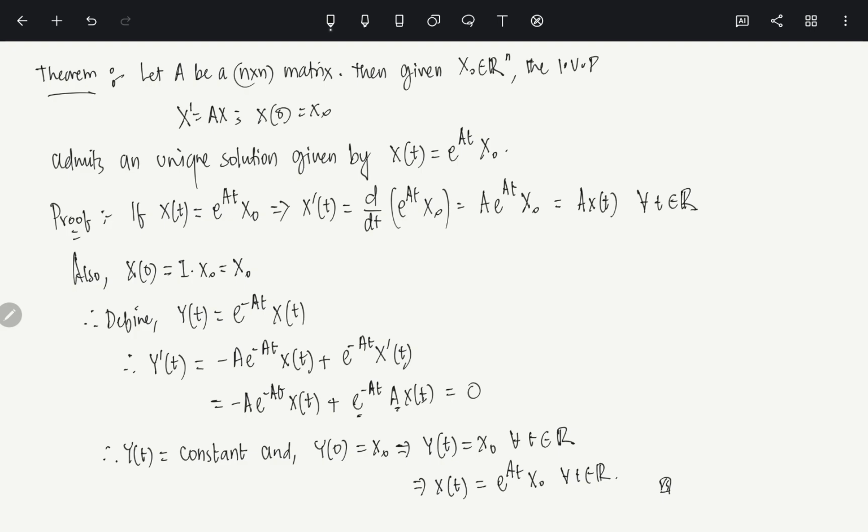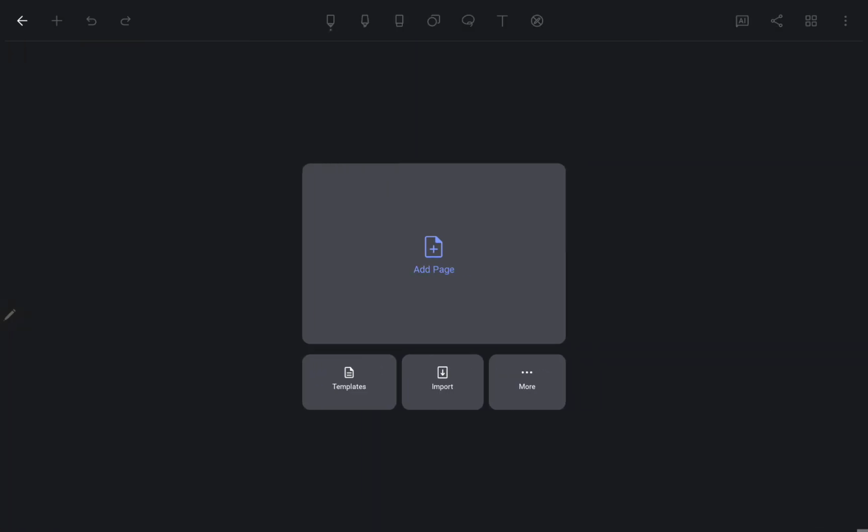Here you may ask, why don't we use Picard? You can use Picard for the uniqueness, but that does not guarantee that you can have a solution for all R. It only guarantees one in a small neighborhood of 0. But here, using this proof, you can actually say this works for all R.